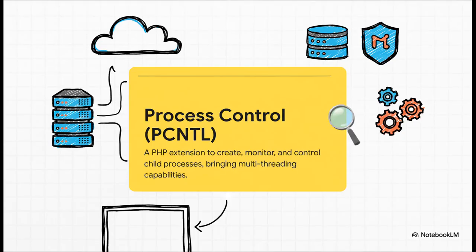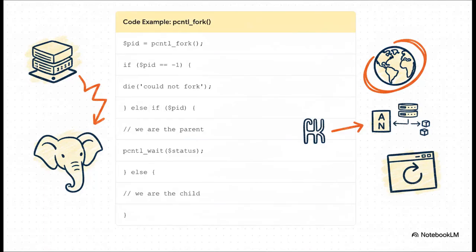Okay, so if executing commands is like giving orders, then process control, well, that's like building your own team. The PCNTL extension lets a PHP script literally fork itself, creating child processes that run on their own. This is absolutely crucial for long-running jobs, like working through a huge queue of tasks, without making your main application grind to a halt. This little block of code shows exactly how that forking works.